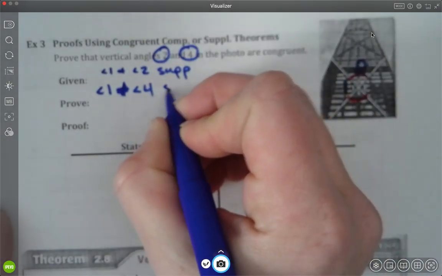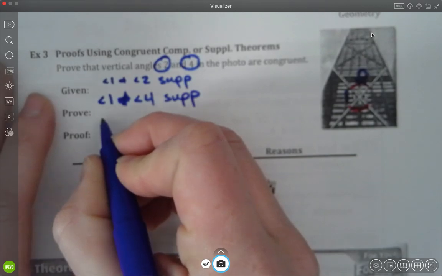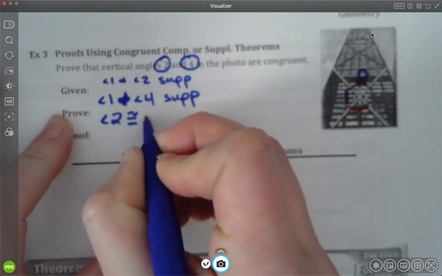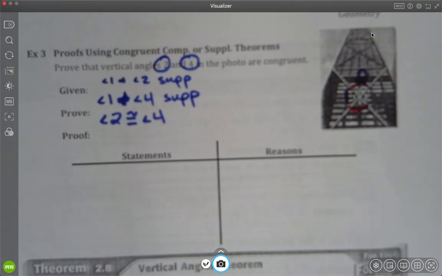Okay, so those guys are supplementary. We're trying to prove that angle 2 is congruent to angle 4. That's what we're trying to do. So we don't even really care about 3. We could have done this a different way. We could have said angle 3 and angle 2 are supplementary, and 3 and 4 are supplementary, right? In that case, they're sharing 3, right? But we want them to share the same one, otherwise this doesn't work. All right, so that's what we're trying to prove. We're given a lot more information than that, but that's the stuff that we need, right?